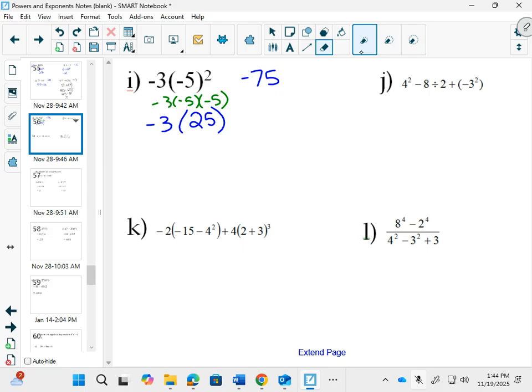And then here, remember when things are beside each other with brackets, it means that there's a hidden little multiplication sign there. That makes negative 75. Put it in brackets. Okay, next one.